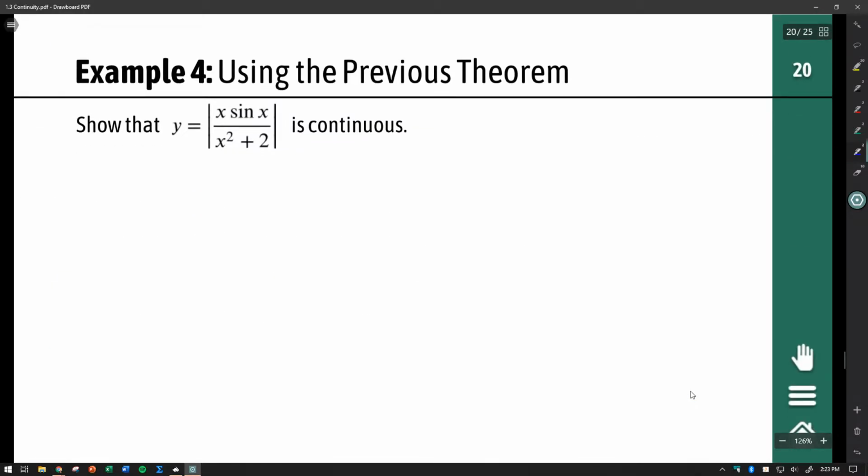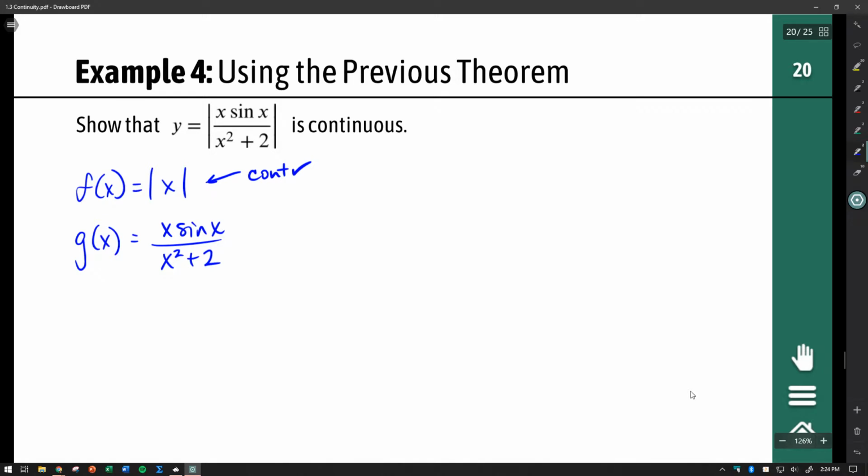So here's an example. We're going to use that previous theorem to show that y equals the absolute value of x sine of x over x squared plus 2 is continuous. Well, this looks to me like we have f of x being absolute value of x and g of x being x sine x over x squared plus 2. This is continuous because the absolute value function is known to be continuous.